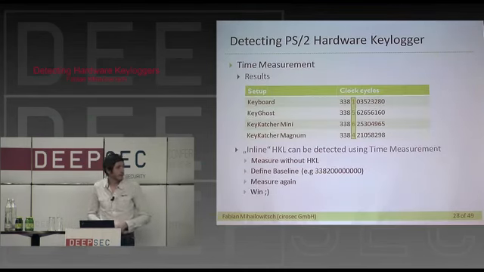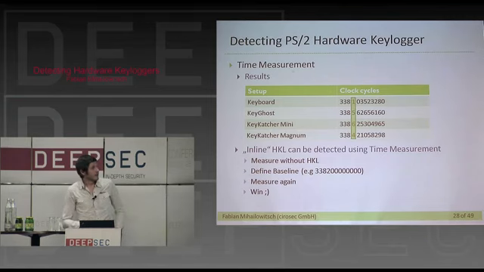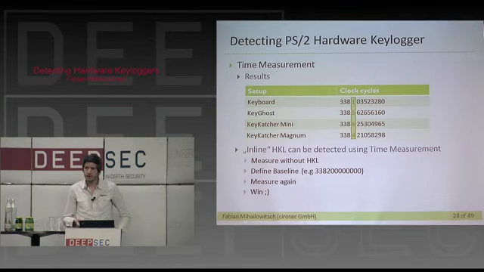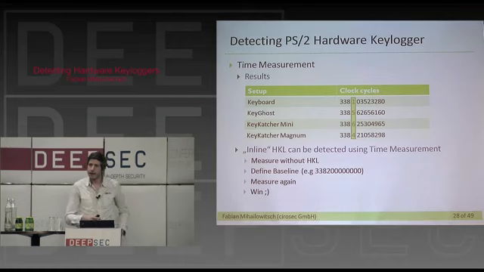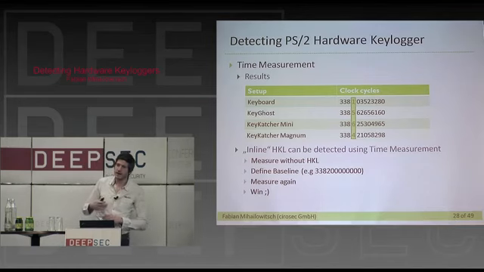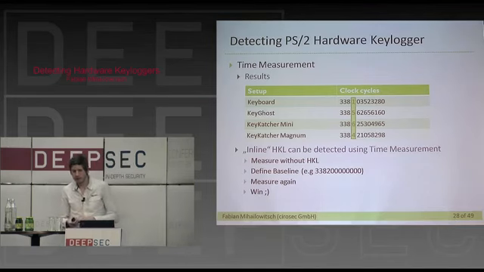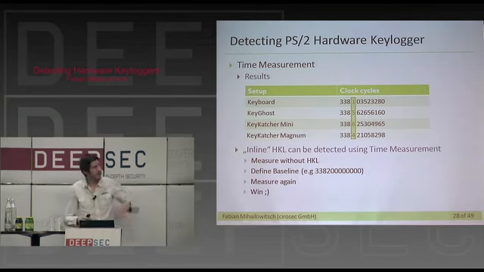And those are the results. You can see in the setup the keyboard and the three PS2-based keyloggers I used, KeyGhost, KeyCatcher Mini, and KeyCatcher Magnum, and the number of clock cycles it took to run the code on my CPU. For the keyboard alone it takes 3381, and once the keyloggers are present, this increases to 3385, 3386. It takes more clock cycles to run the code, and it's reproducible. It's not just one test I've done. I've done various tests, and it works reliably on my system.